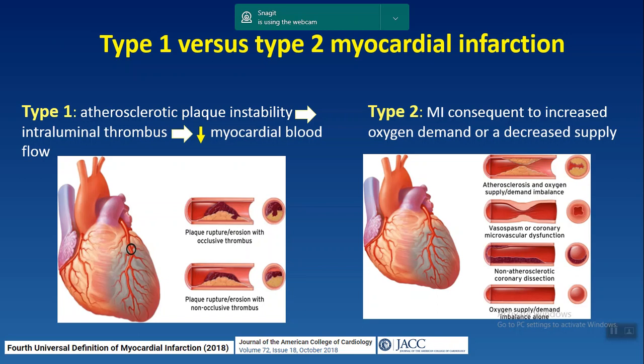There are other types of myocardial infarction, like type 3, which is diagnosed post-mortem, and type 4, which is myocardial infarction related to coronary intervention, and type 5, which is a myocardial infarction that is related to coronary artery bypass grafting. In this lecture, we are going to focus on type 1 myocardial infarction, which is caused by atherosclerotic plaque instability.